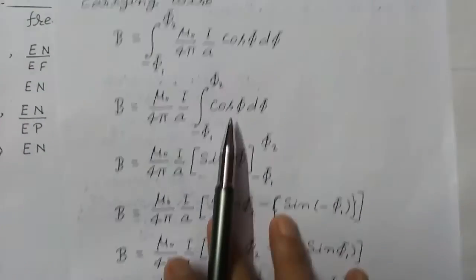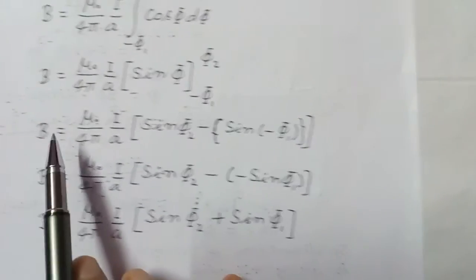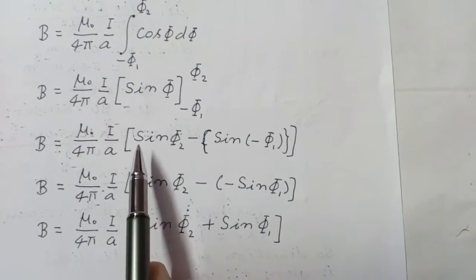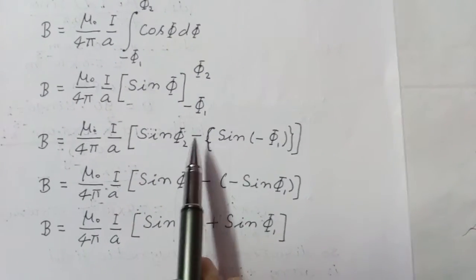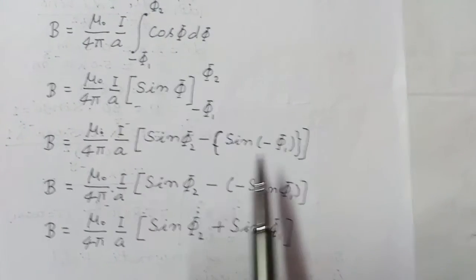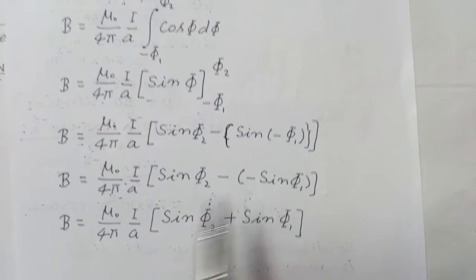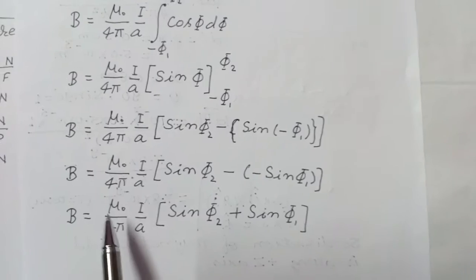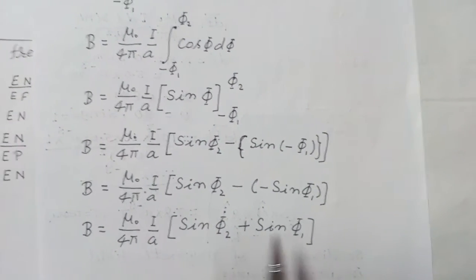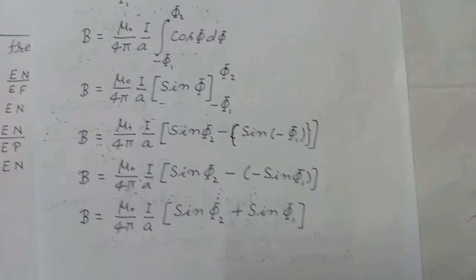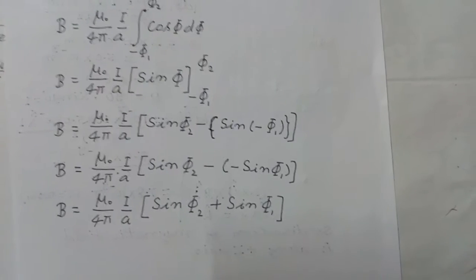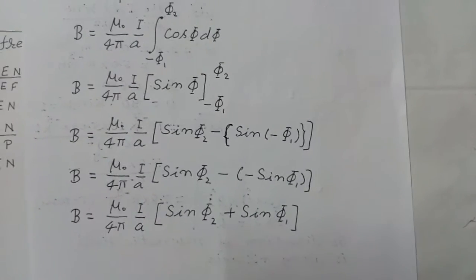So substituting the limits, we get B is equal to mu naught I upon 4 pi A inside the bracket sin phi 2 minus sin minus phi 1. Now sin minus phi 1 is minus sin phi 1. So this becomes B is equal to mu naught I upon 4 pi A, sin phi 2 plus sin phi 1. So this is the expression for magnetic field at a point due to a long current carrying straight wire.